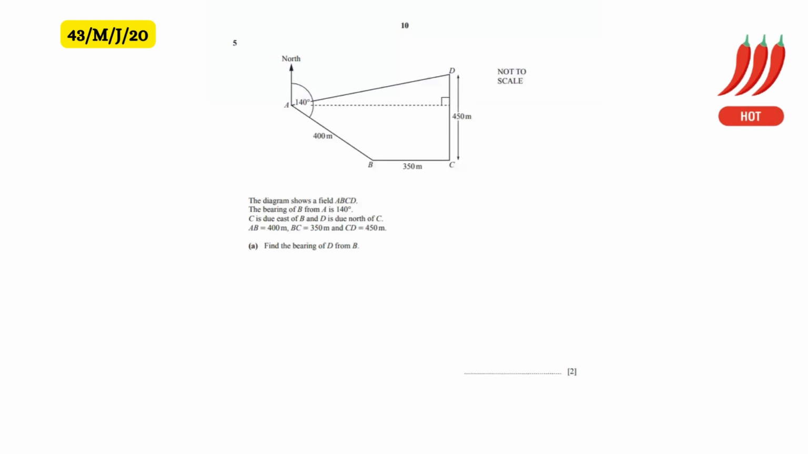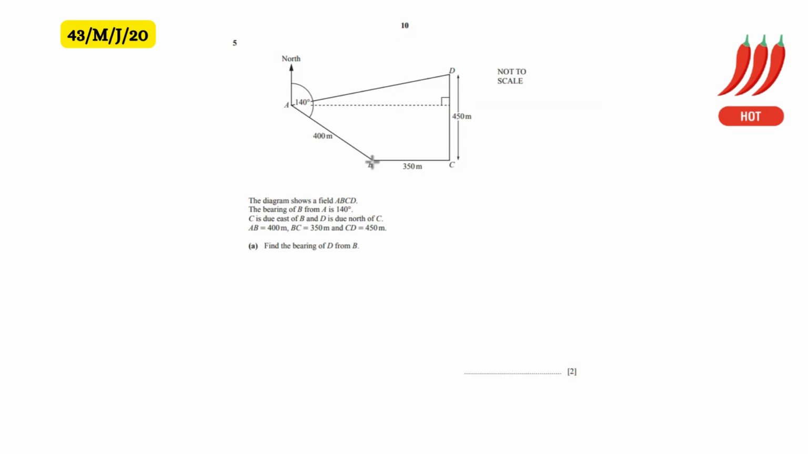The bearing of B from A is 140 degrees. C is due east of B and D is due north of C. AB is given as 400, BC is 350 meters, and CD is 450 meters. We have to find the bearing of D from B.